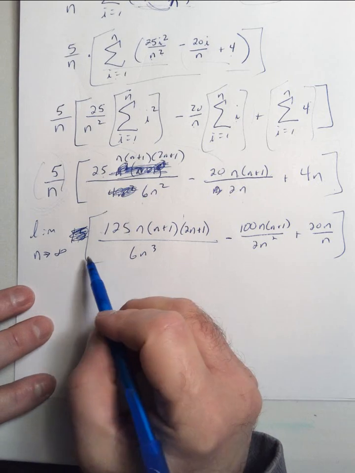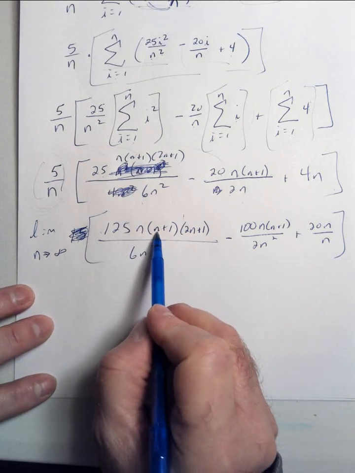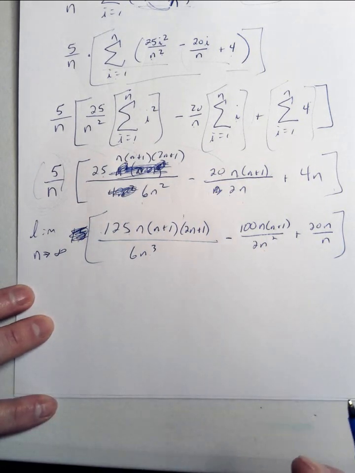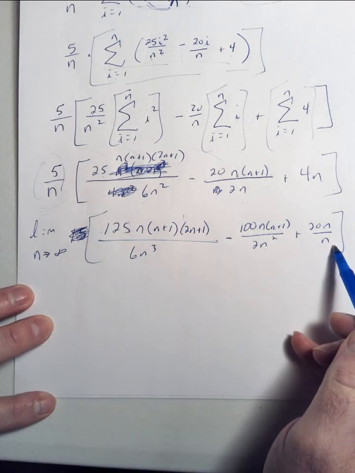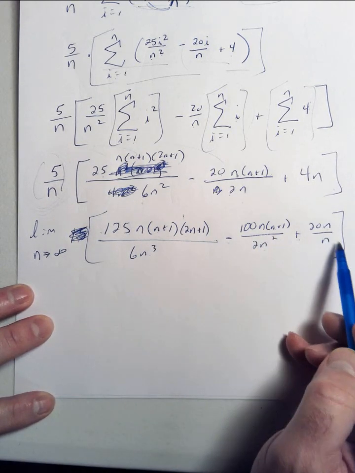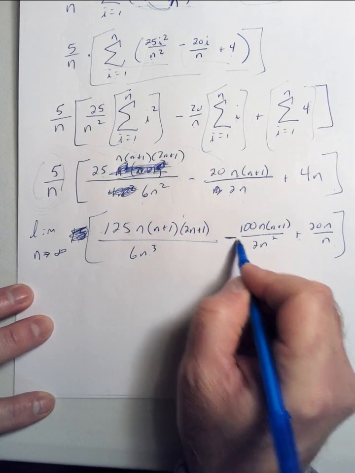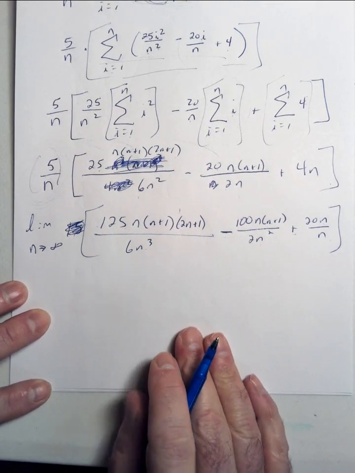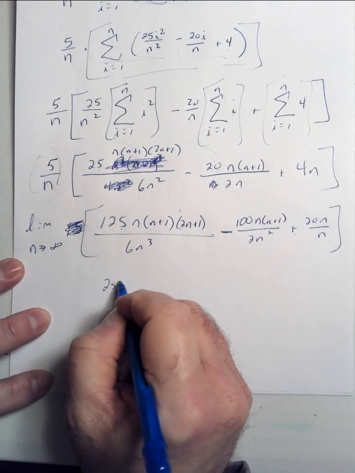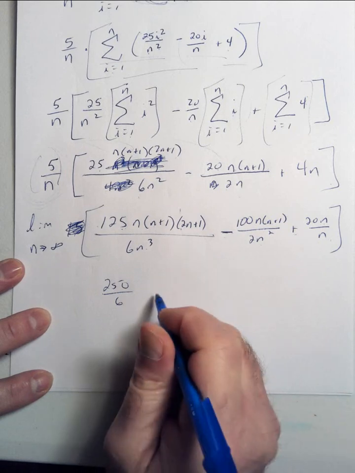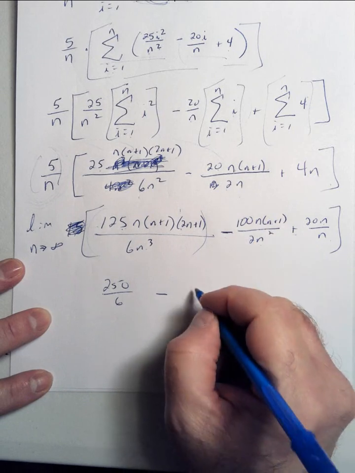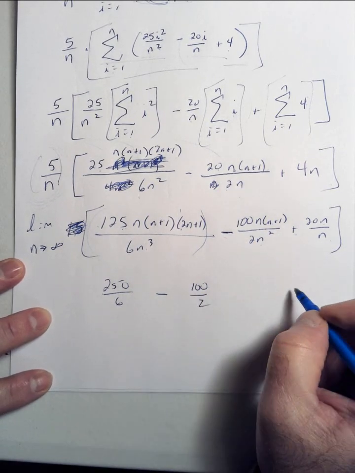Okay? So, taking a look, we have n cubed over n cubed, we have n squared over n squared, we have n over n. So we're in good shape here as far as finding the limits of these three. And remember, the limit of the sum is the same as the sum of the limits. So I'm going to find the three limits and combine them. Keep in mind, there's a minus sign there. So in this case, my leading coefficient here is 250 over 6. So that's the limit of this guy. Here I have 100 over 2, and this is 20.